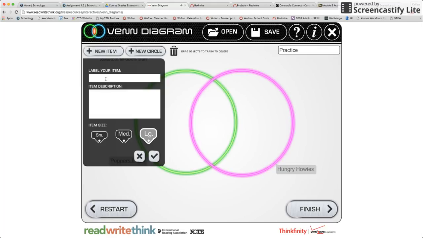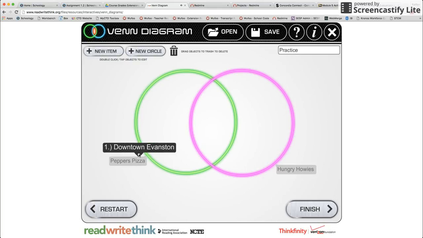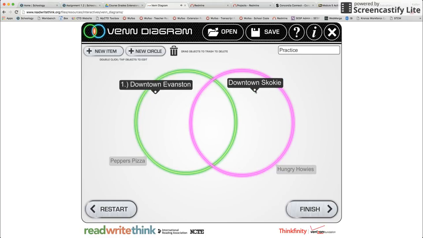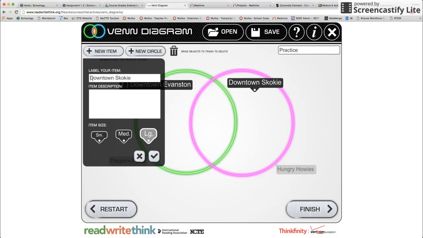So I have to think of categories. So first I might think about location. So my first topic, I'm going to say relative to where I am, Pepper's Pizza, that's downtown Evanston. Okay, so that's a difference compared to Hungry Howie's. I would add that item, would say that's downtown Skokie. Okay, so those are two differences, and I should have put a 1 there so that it's clear that those are both comparing the same thing.